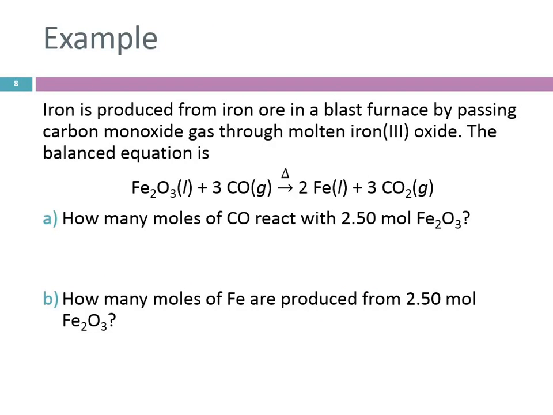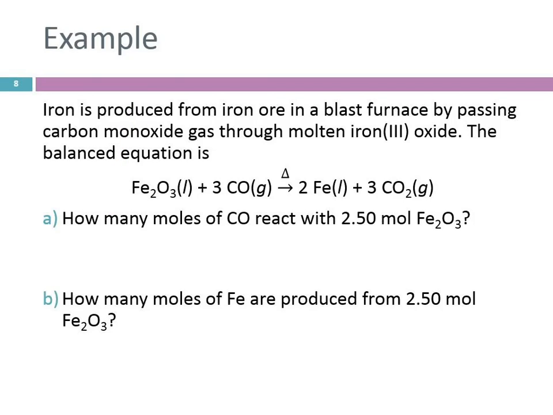Let's look at this one. Iron is produced from iron ore in a blast furnace by passing carbon monoxide gas through molten iron(III) oxide. Fabulous. The balanced chemical equation is right here. That's great. That's the part we need. All that stuff up there is just fluff. How many moles of carbon monoxide react with 2.5 moles of Fe2O3? Someone says 3. No, I don't think so.